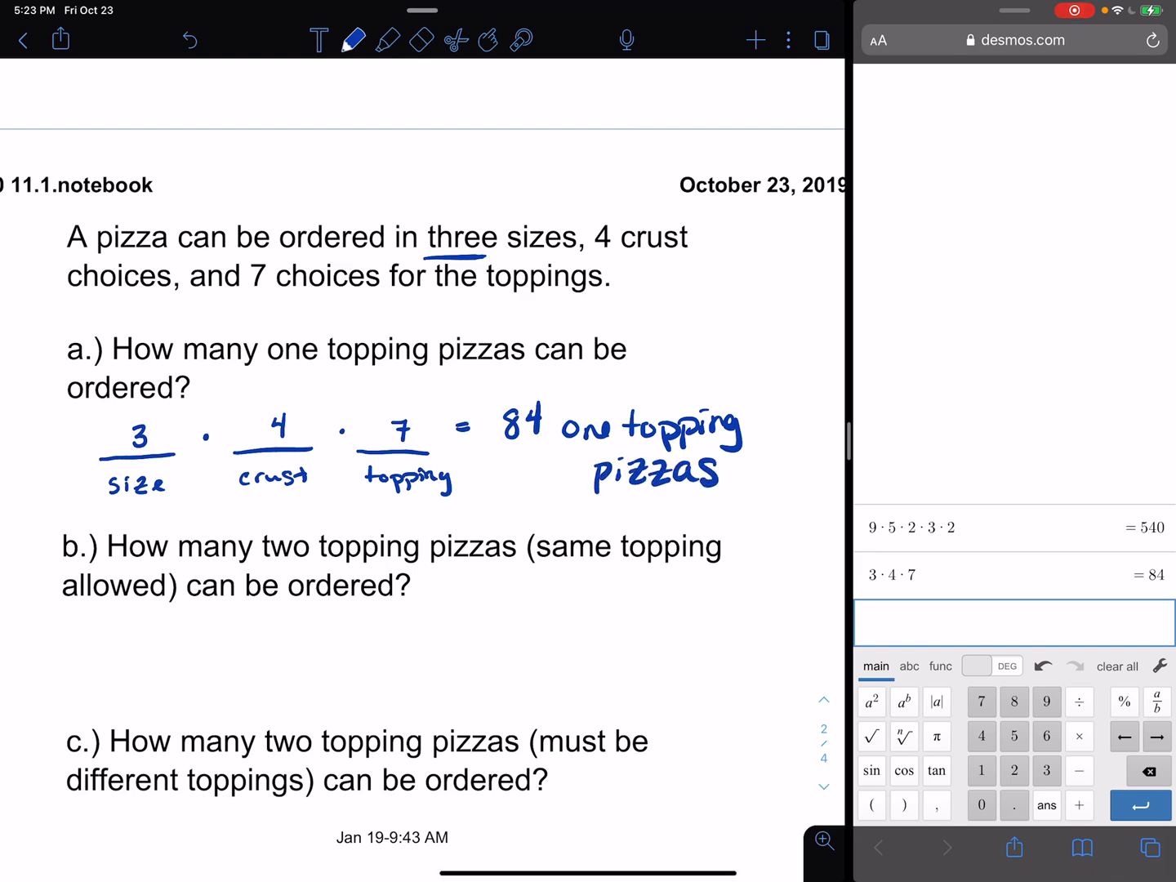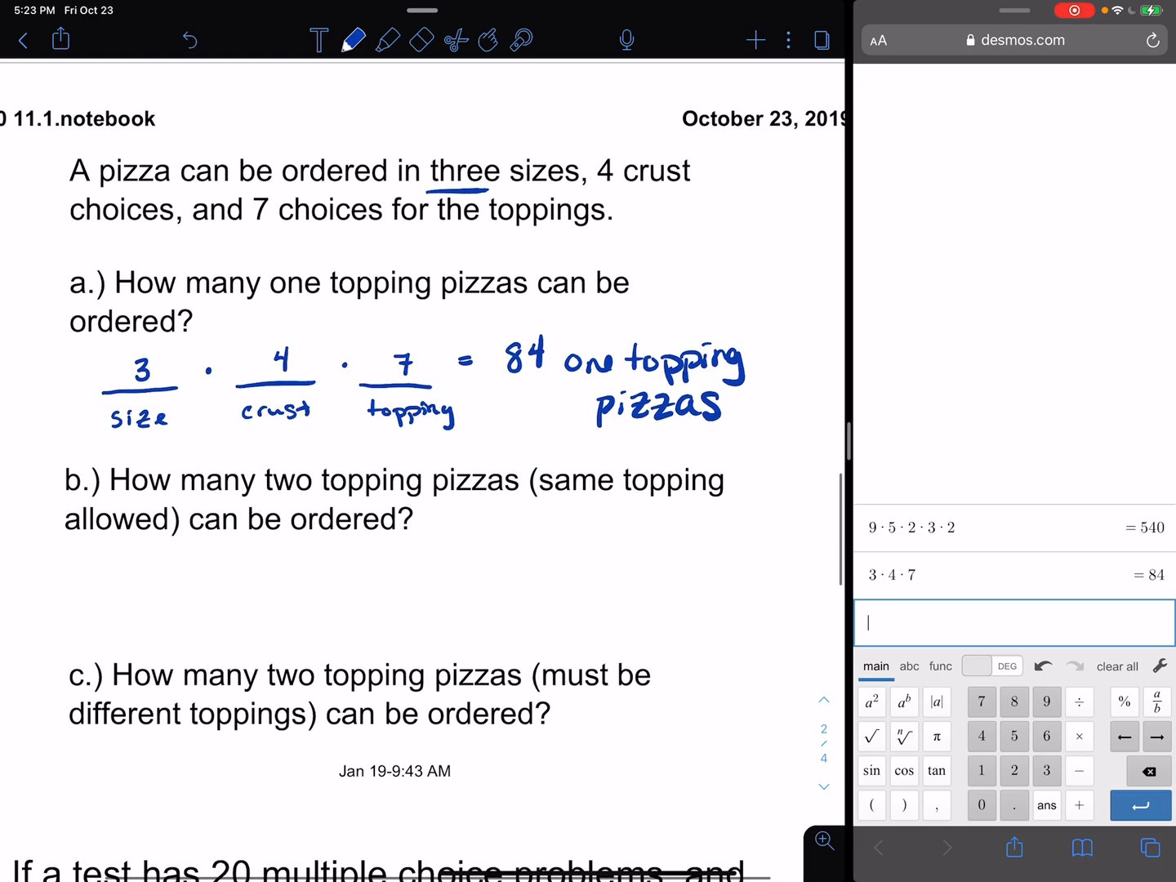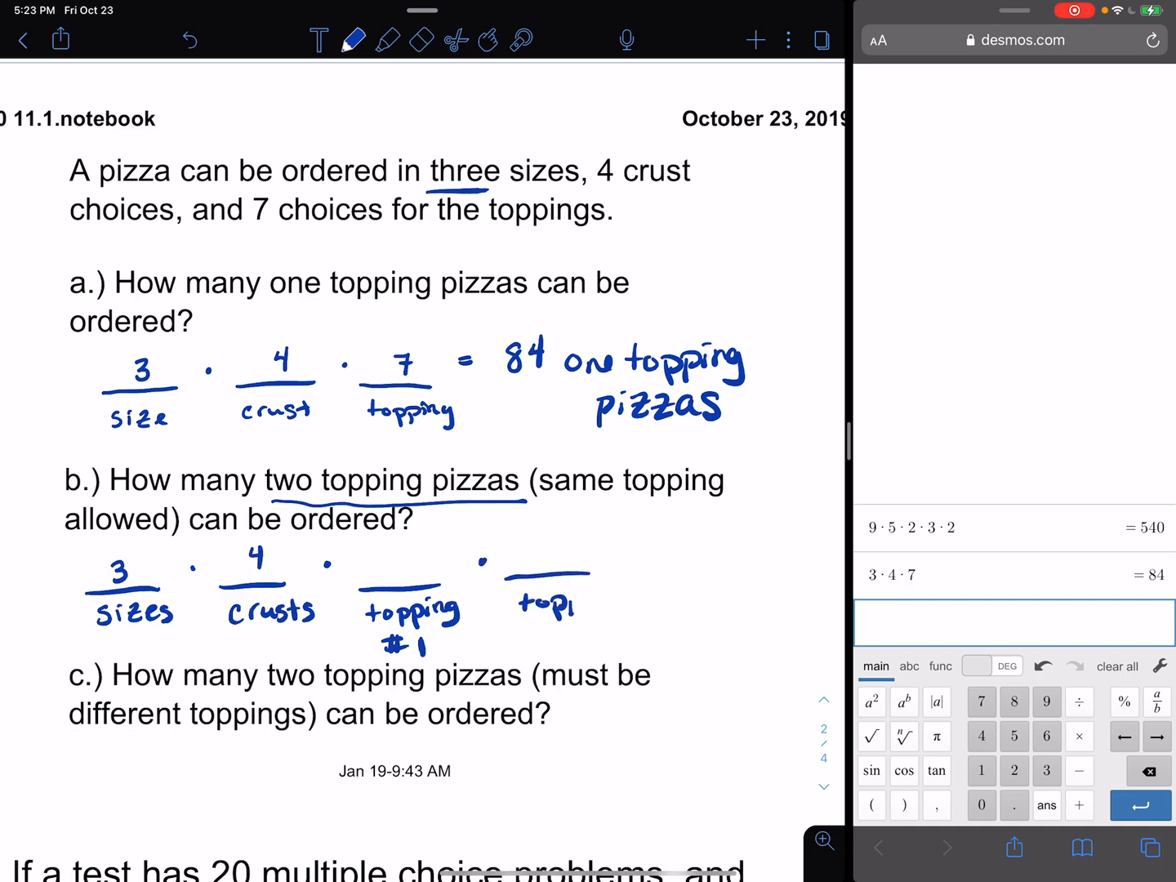If I look at part B, it says how many 2-topping pizzas with the same topping allowed can be ordered. So I still have to choose one of those 3 sizes, and I still have to choose one of those 4 crusts. What's different this time is that there's 2 toppings. So what that's telling me is that I'm going to have to choose my first topping, and then I'm going to have to choose my second topping. So I know there's 7 possible toppings. So for topping number 1, there's going to be 7 options.